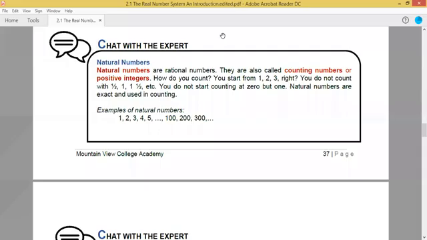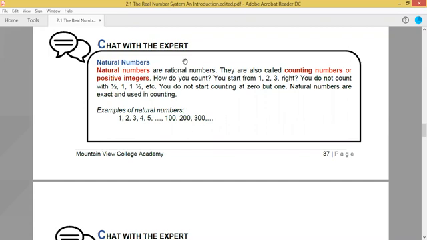Welcome back. Today we are going to talk about natural numbers. Natural numbers are also called counting numbers or positive integers. Now remember that natural numbers are rational numbers.